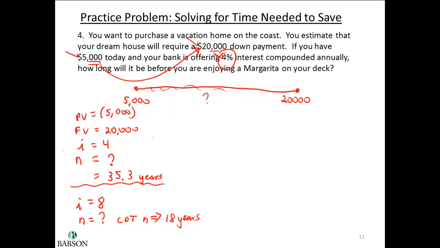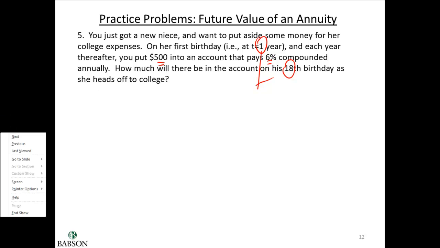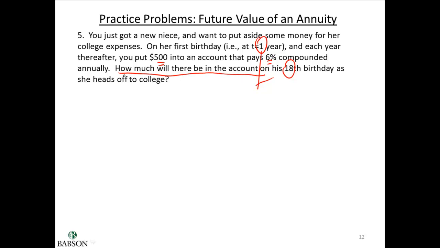Okay, so now we've done a few problems. Let's do one that uses the payment button. All right. So in this case, we're going to find the future value of an annuity. Let's go a little faster. We're going to put aside some money for college expenses. So starting at year 1, each year thereafter to year 18, you're going to put $500 into the account, and it's going to pay 6% per year, and you want to know how much will there be in the account over that horizon.